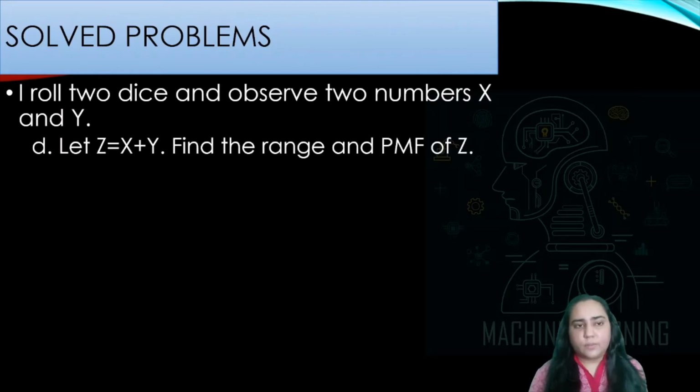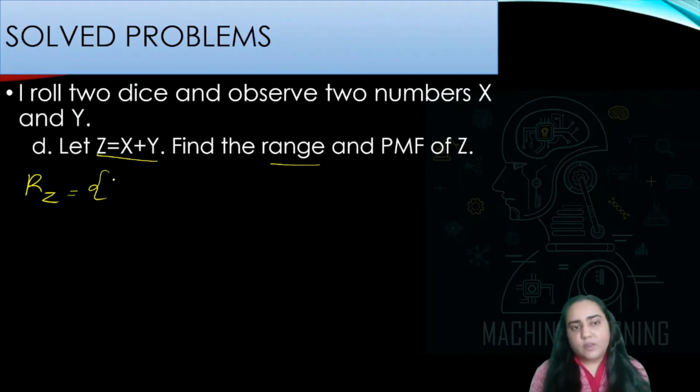Let's find out another variable z. What we want to do is define z as z equal to x plus y. And we want to find the range of z as well as the PMF of z. So first of all, let's calculate the range of z. Remember that z is equal to x plus y. To calculate the range of z, we will get all the possible values that you can get by adding x and y, and you have to consider all values of x and y.